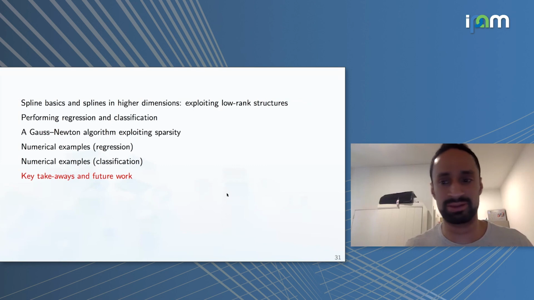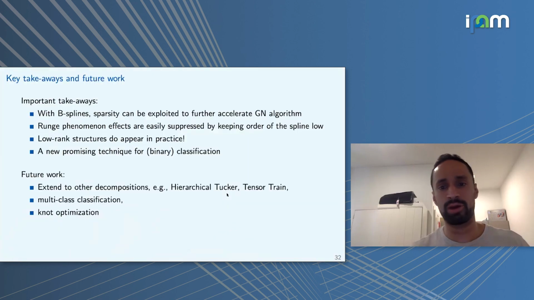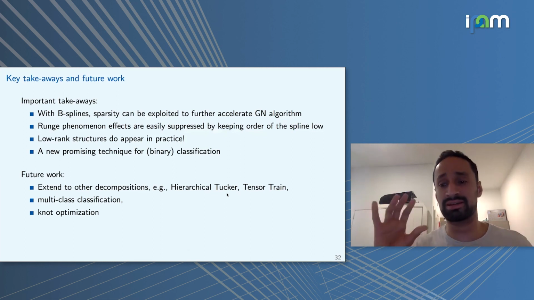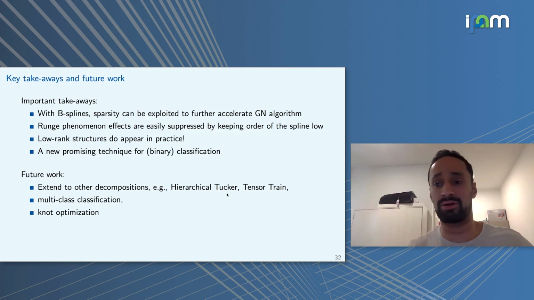So let's summarize with some key takeaways. One of the lessons we learned is that using splines together with these sums of separable terms really seems to be beneficial in several ways. The first thing is that we can really exploit the sparsity in the matrices to accelerate our Gauss-Newton algorithm even further, by an order of magnitude.